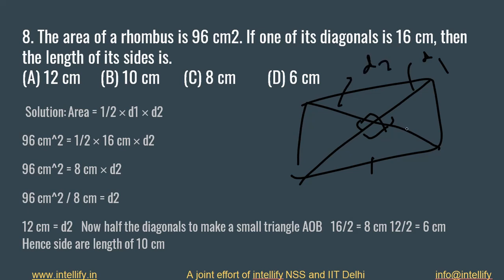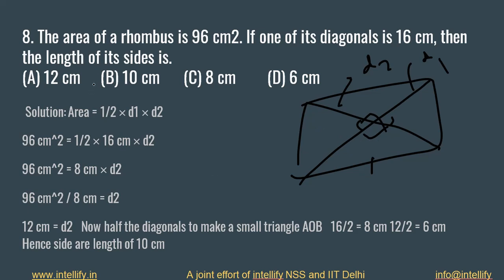After finding this side and this side, we can find the length of the rhombus using Pythagoras theorem, because it makes a 90 degree angle. This angle is 90 degrees, so if we consider this as P and B, we can find the H, which is the length of the rhombus.